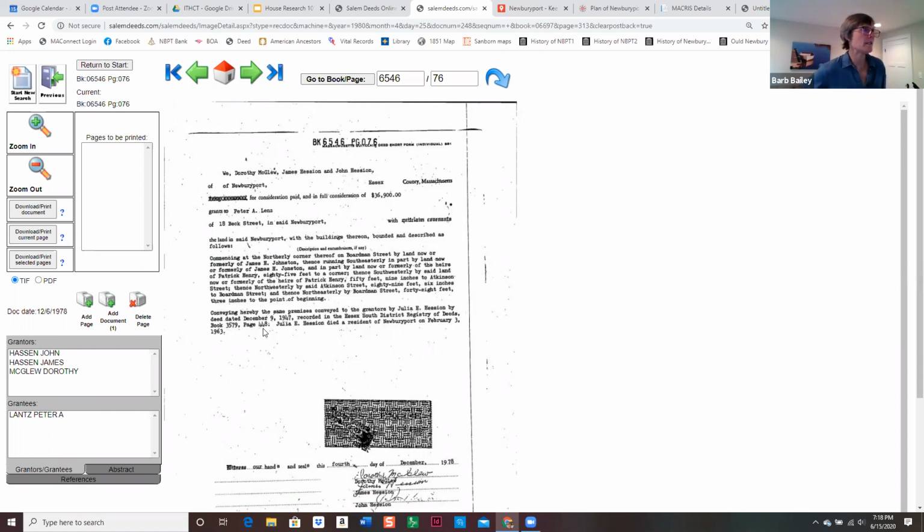But as these things go, between 1880 and 1920, a lot of times it doesn't say who sold them the house. And so that's where it gets a little muddled. And I'll show you what I do when I get to kind of that point. So that's kind of the way Salem Deeds works, using this book and page. I will show you one other feature a little bit later.